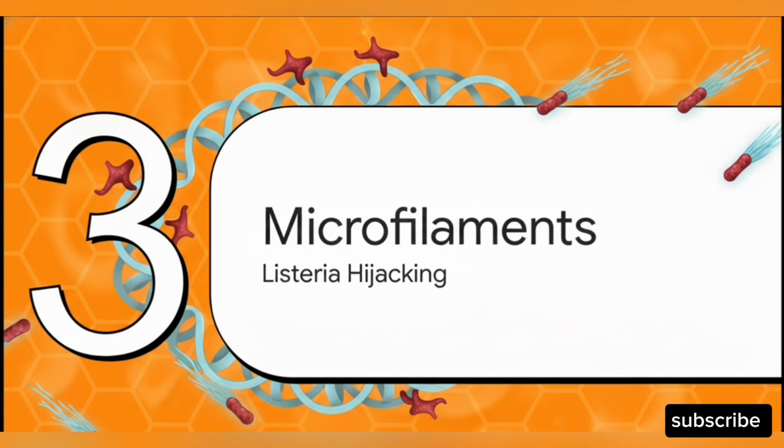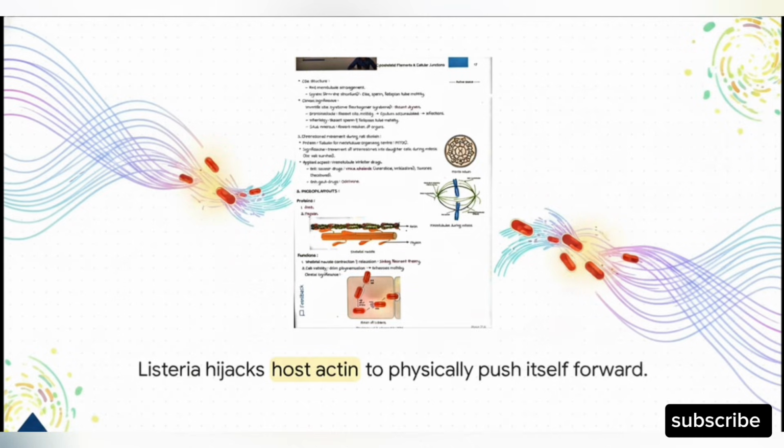Okay, next up is Section 3, microfilaments and listeria hijacking. We know microfilaments mostly consist of the proteins actin and myosin. And we all know their vital role in skeletal muscle contraction through the sliding filament theory. But prepare yourselves for a really fascinating microbiology crossover regarding cell motility. Listeria is this incredibly clever bacteria that literally hijacks our own host cellular machinery to move around. It doesn't just swim on its own, it physically forces our actin microfilaments to push it forward.